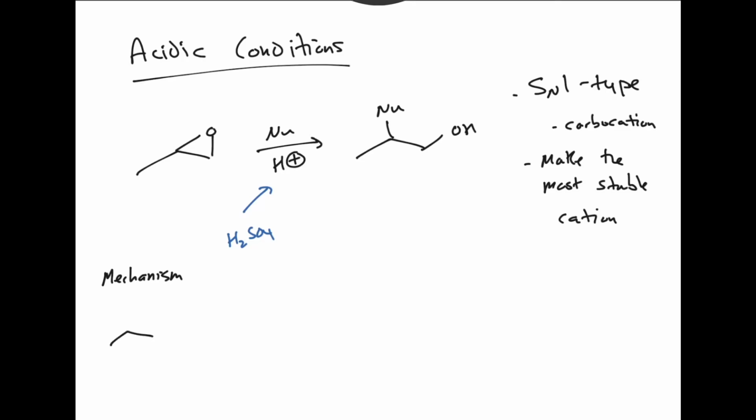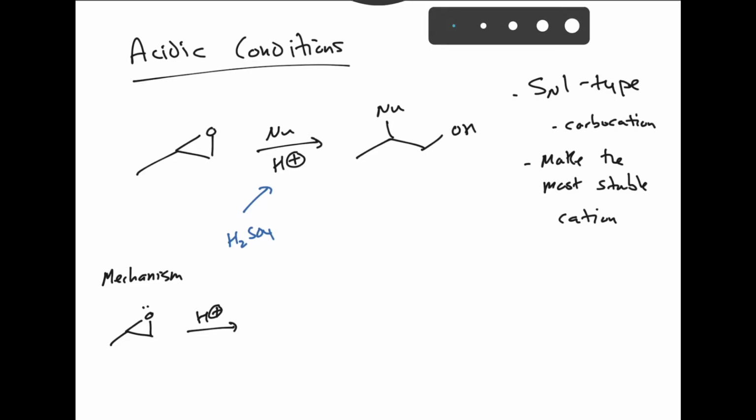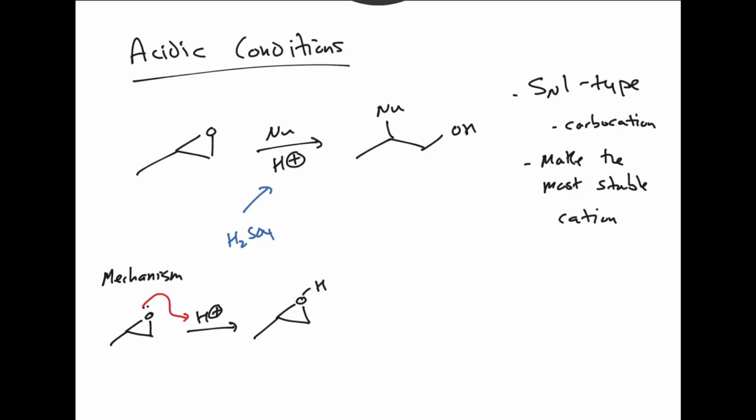So you have your epoxide and you have acid, and the lone pair on your epoxide is going to pick up a proton and end up with a protonated oxygen. Now, when we had straight chain ethers, what was on the ether determined if we broke the bond or not. Here, epoxides are really straight forward.